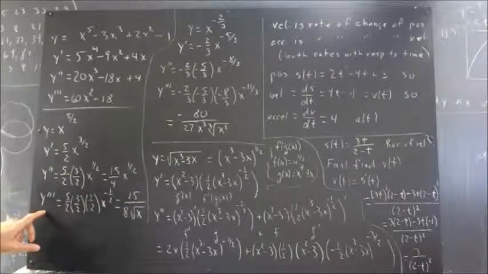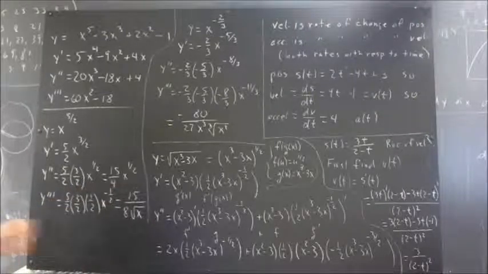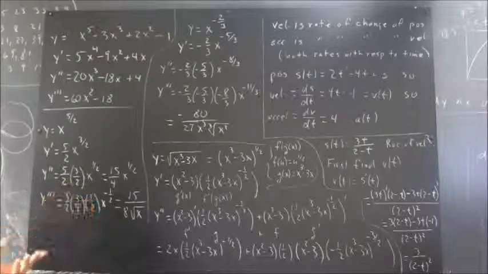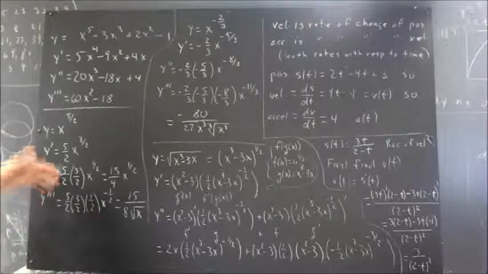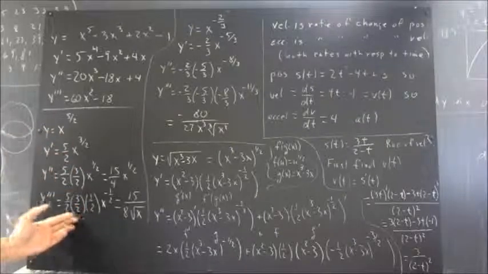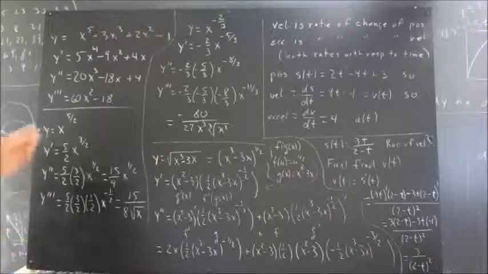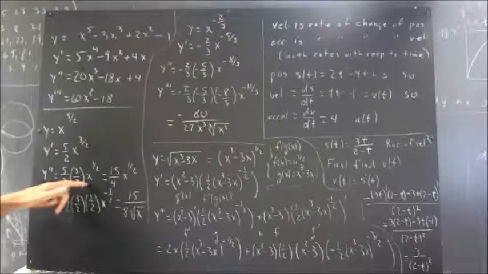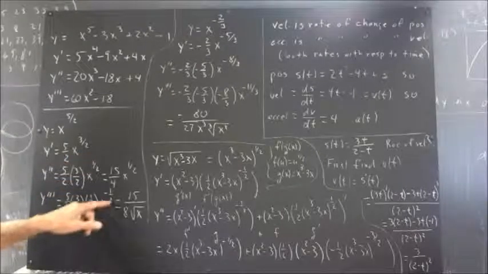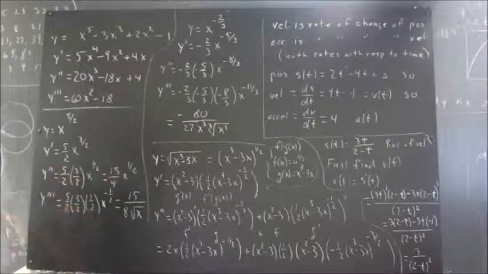Now, taking the third derivative, I'm going to go back to this form rather than this form, simply so we can see how these coefficients build. In other words, there's a pattern to how these coefficients occur when we take subsequent derivatives of this function. Okay. So the derivative of x to the 1 half is 1 half x to the 1 half minus 1, 1 half minus 1 being negative 1 half.